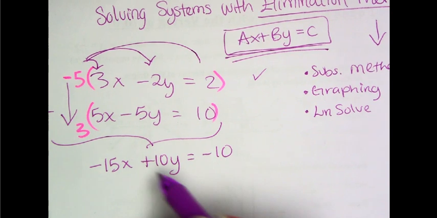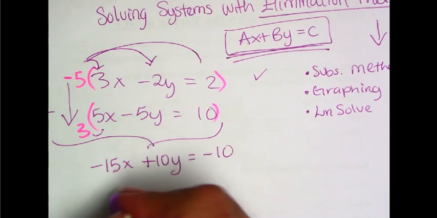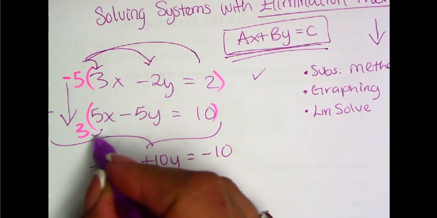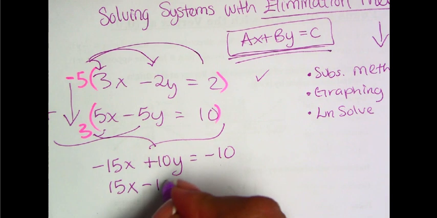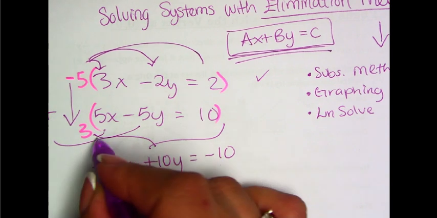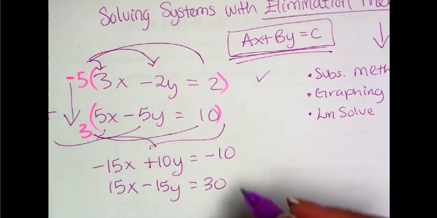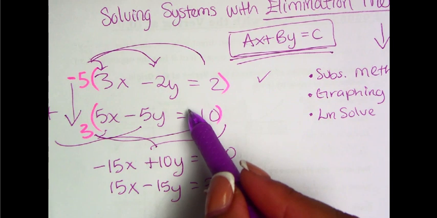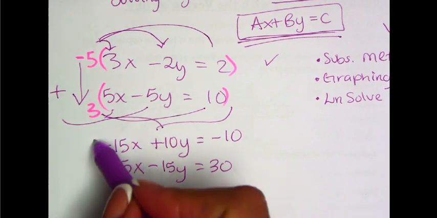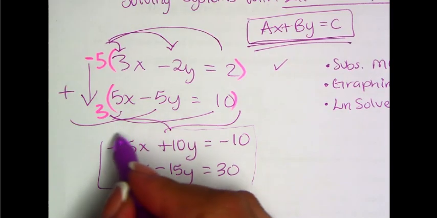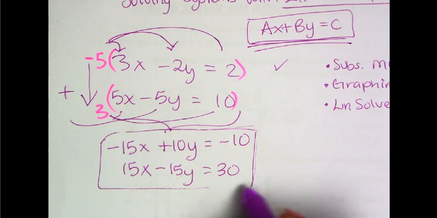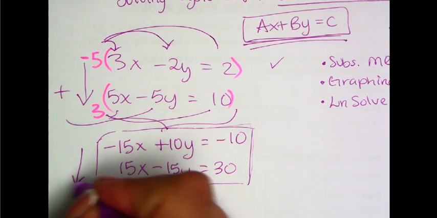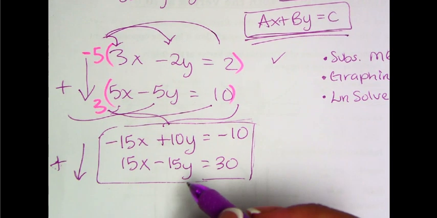Now we have the bottom one, which is 3 times 5, so that's positive 15x. 3 times negative 5, that's negative 15y. And 3 times 10, that's 30. So these two equations that you were given are now these two equations in a different version, where now they can cancel if you add downwards.